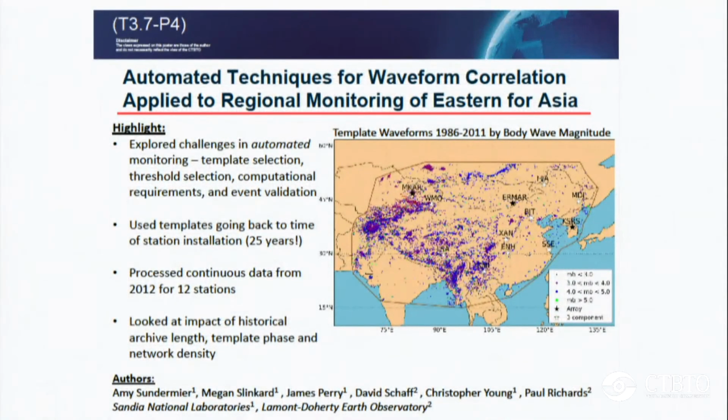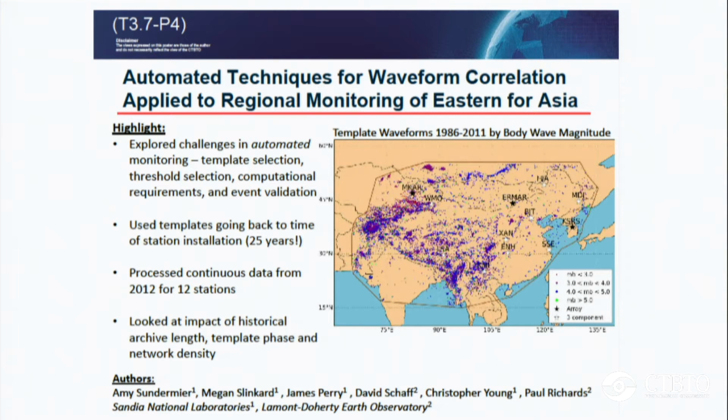I'm Megan Slinkard. My coworkers and I used waveform correlation to monitor a large region of Eastern Asia. We use this study as an opportunity to explore some of the challenges in doing automated waveform correlation. How do you select your templates? How do you set thresholds for those templates? How do you validate results? And what are the computational requirements for doing this on a large scale?